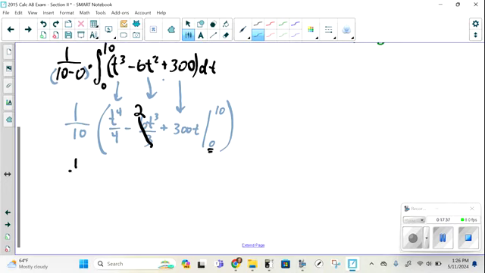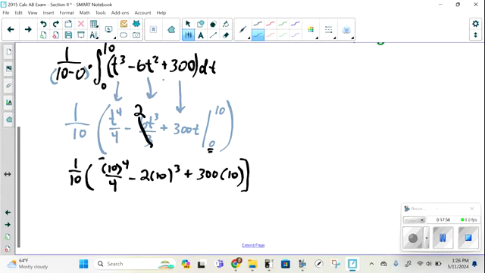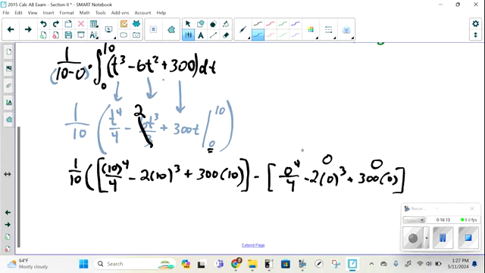So I've got 1/10 times 10 to the power of 4 over 4 minus 2 times 10 cubed plus 300 times 10. I still have to subtract, putting in the lower bound. And that's 0 to the 4th over 4 minus 2 times 0 cubed plus 300 times 0. That's beautiful because this is 0, 0, 0. Bye-bye. Don't even have to worry about that.